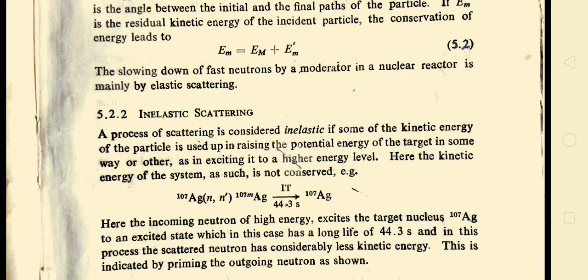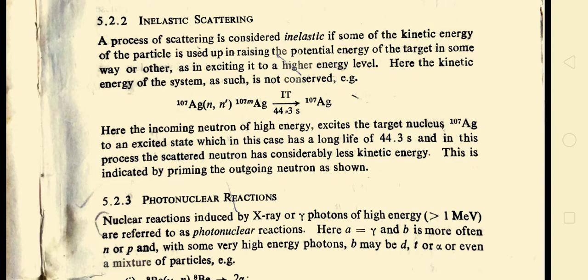So during its transformation into the product nucleus, another neutron is also ejected from the nucleus. That is the ejectile. Here both the projectile and ejectile are neutrons. That is what happens in inelastic scattering.